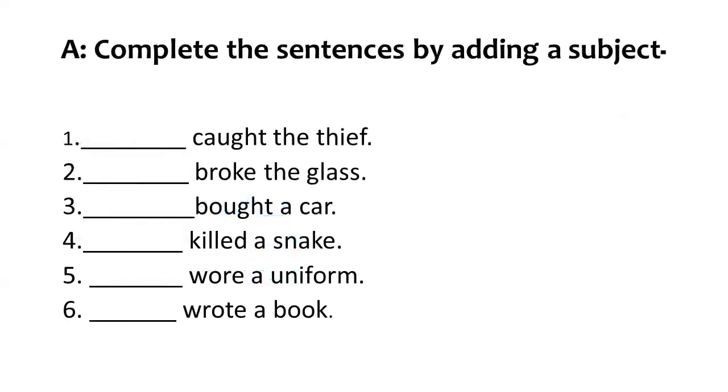Come to exercise A. So you have got two exercises here, exercise A and exercise B respectively. In exercise A, you have got 6 sentences and the question is to complete the sentences by adding a subject. Look at the sentences 1 to 6. All of them are missing their subjects. What are you going to do now? Ask yourself who? Who is doing these things? Who is the doer of the action?